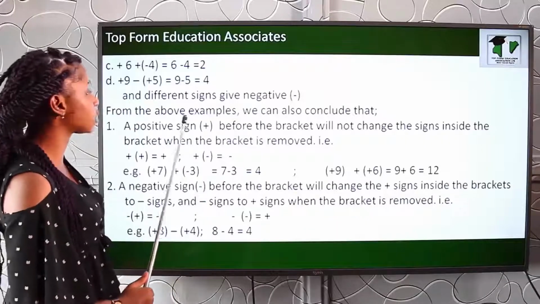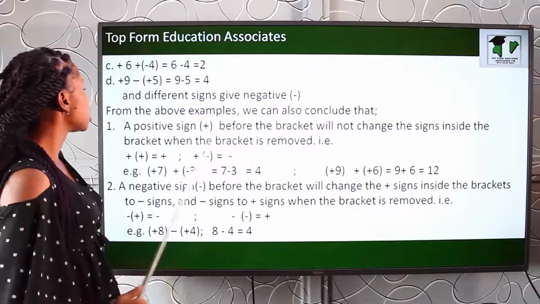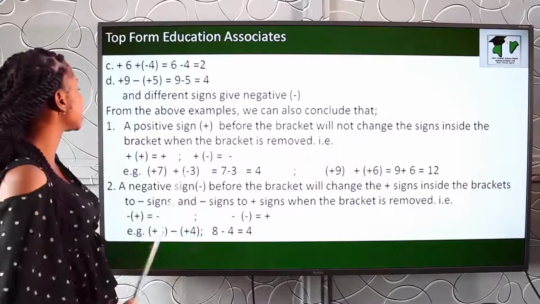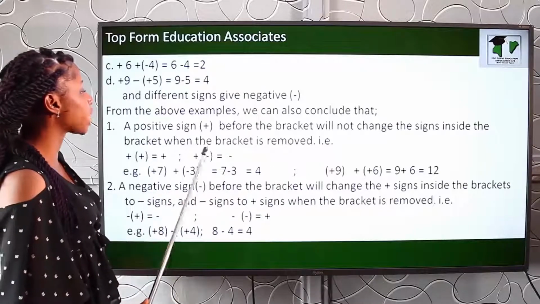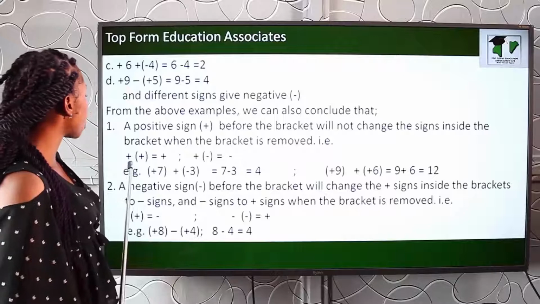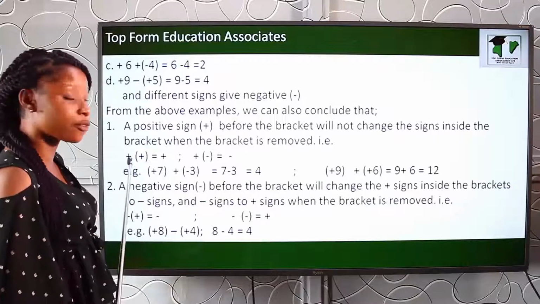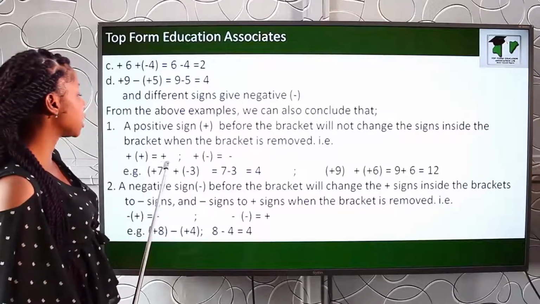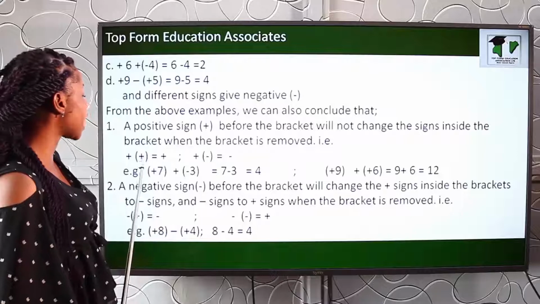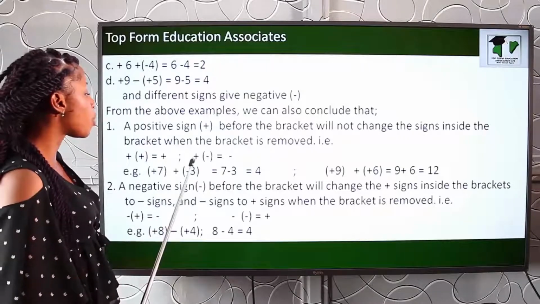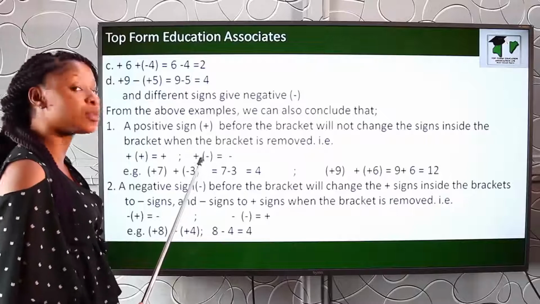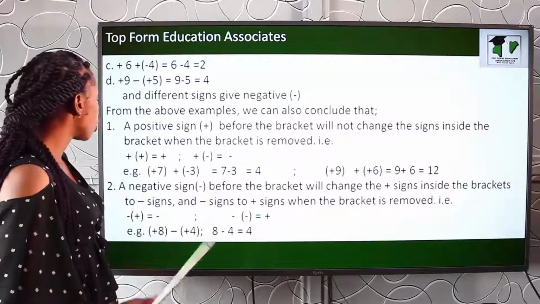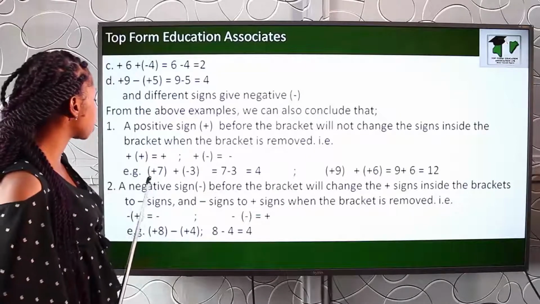Now, from the above example, we can also conclude that a positive sign before the bracket will not change the signs inside the bracket when the bracket is removed. That is, plus and plus will give us plus. See, there's a positive sign before this bracket, and the sign inside the bracket did not change. Also, positive and negative, because the negative is inside the bracket, the negative sign did not change when the bracket was removed. Let's look at some very simple examples here.